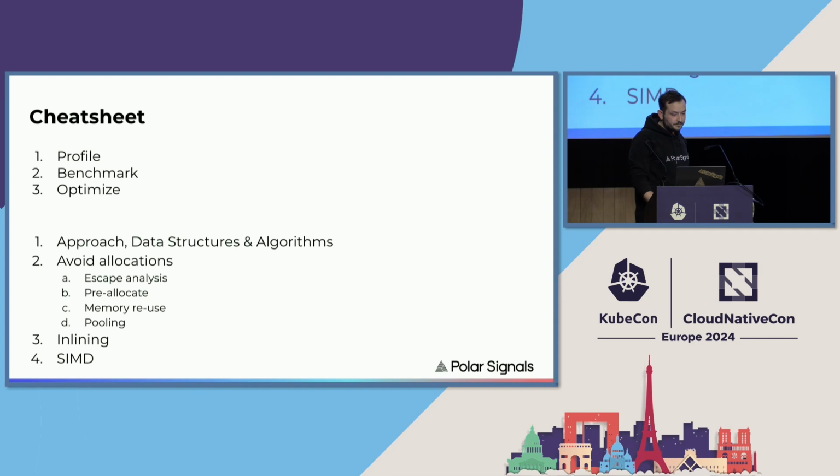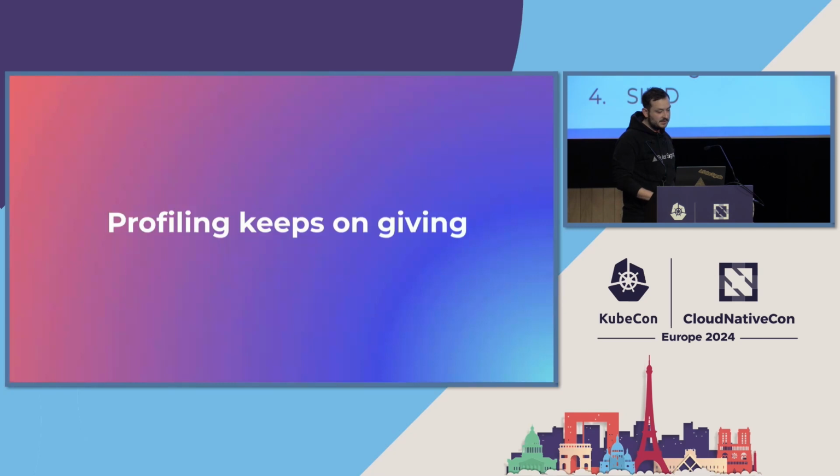So, going back, this is our cheat sheet for profiling and optimizing just about anything. You profile, you benchmark, you optimize. And the way you're most successful at optimizing is, first, making sure you're using the right approach, the right data structures, the right algorithms. Only then do you go on to avoiding allocations and making sure that inlining is performed where it makes sense. And then, very last, you vectorize your code.